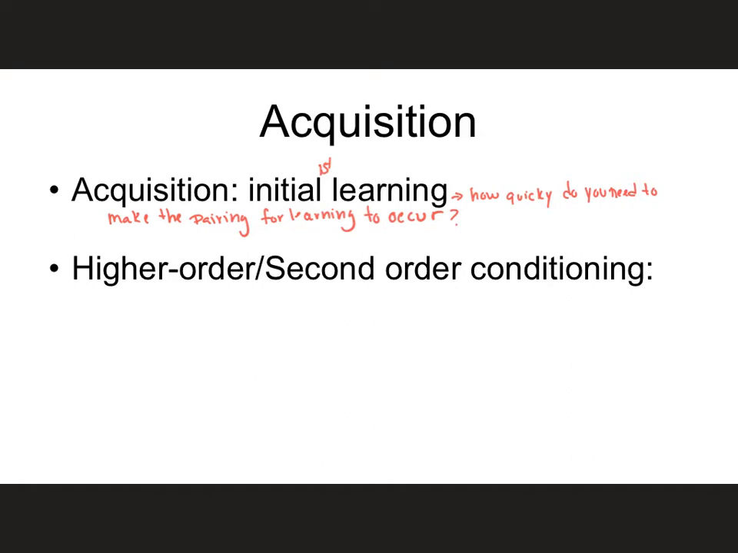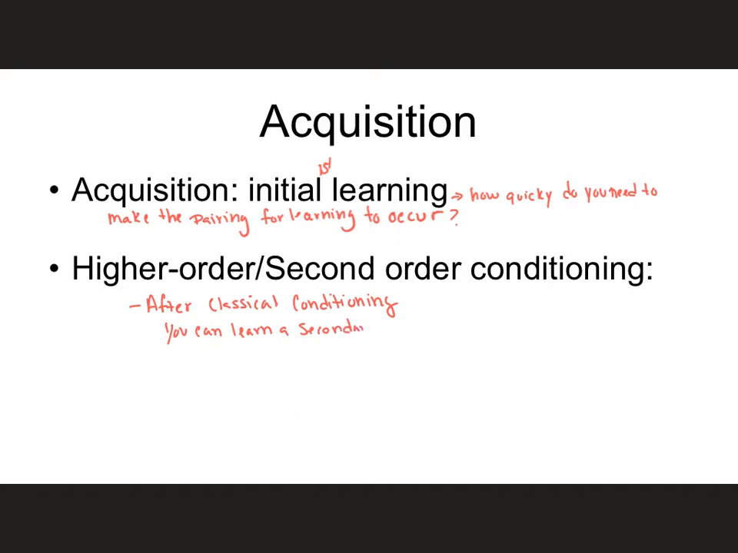Now, another thing that you can do when it comes to classical conditioning is train for what we call higher order or second order conditioning. And really, what that means is that after the initial classical conditioning, you can teach a secondary response. Or learn, I guess I should say, learn a secondary response.